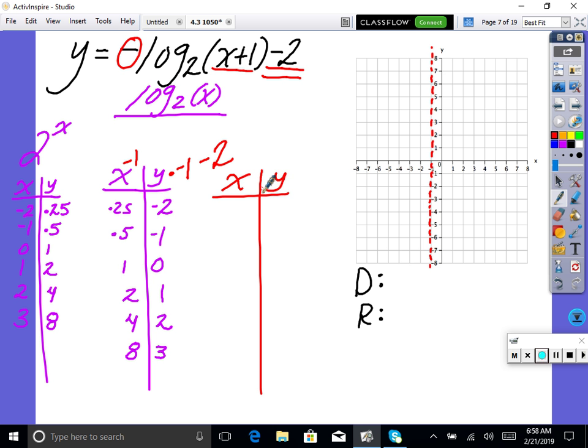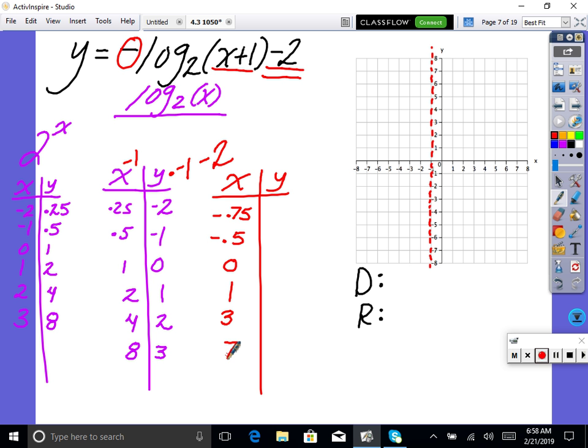0.25 minus 1, isn't that -0.75? And then 0.5 minus 1 is -0.5. 1 minus 1 is 0. 2 minus 1 is 1. 4 minus 1 is 3. 8 minus 1 is 7.